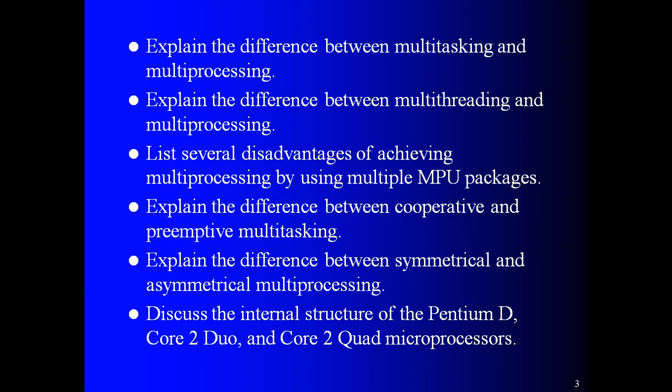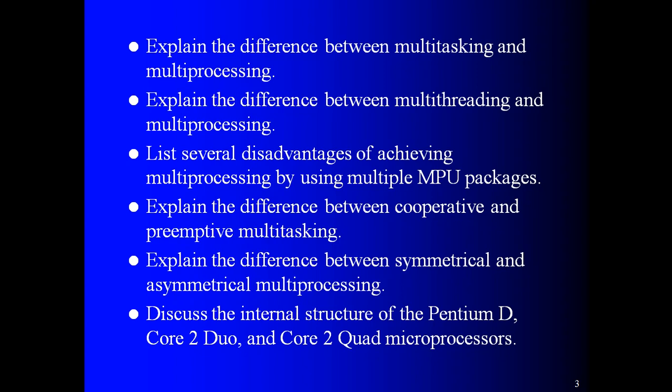So let's begin with this slide. In the upcoming slides we will explain the difference between multitasking and multiprocessing, the difference between multi-threading and multiprocessing, list several disadvantages of achieving multiprocessing by using multiple MPU packages, explain the difference between cooperative and preemptive multitasking, explain the difference between symmetrical and asymmetrical multiprocessing, and discuss the internal structure of the Pentium D, Core 2 and Core 2 Quad processors. It's basically an overall overview. We are not going to get into a very deep analysis of Pentium D or Core 2, so those are not necessary.